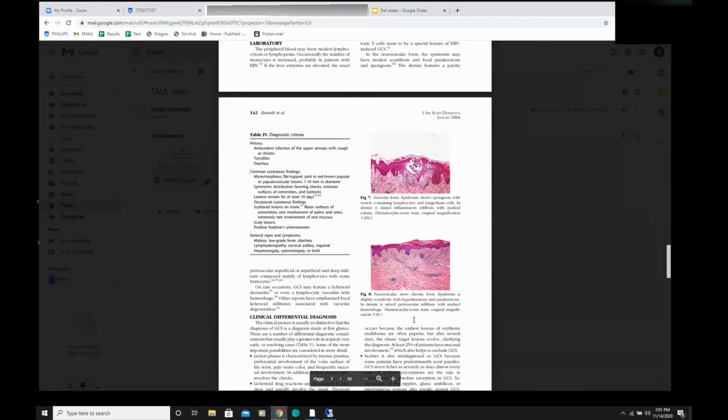Now, in the more chronic non-vesicular form, it just looks like an eczematous dermatitis, and you absolutely have to have the clinical history and the age to make the diagnosis. And often there are some generalized symptoms and signs, low-grade fevers, diarrhea, and I think in up to a third of the cases, lymphadenopathy, and there's a positive Koebner phenomenon in some cases.